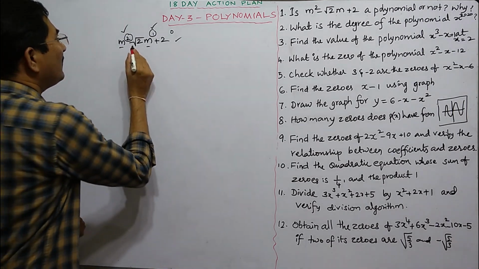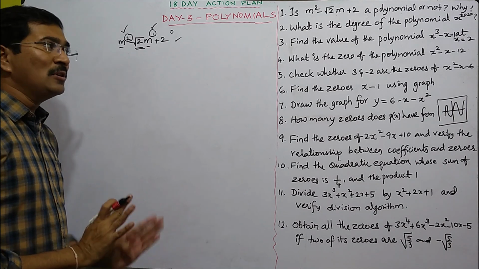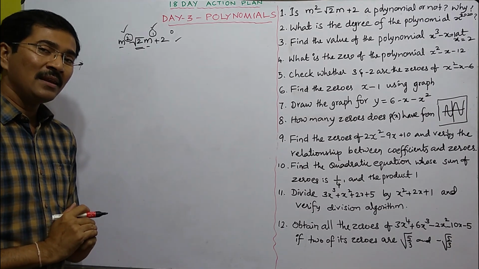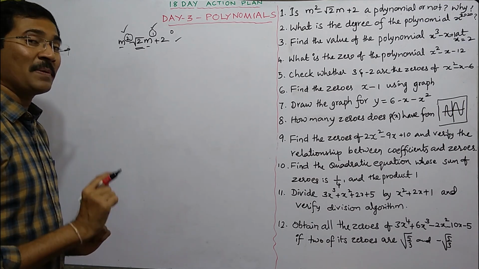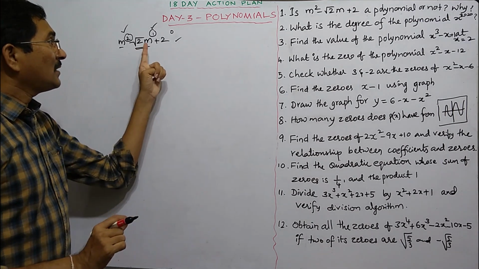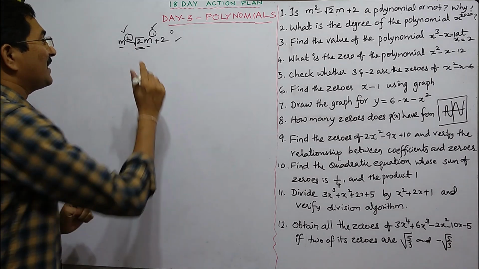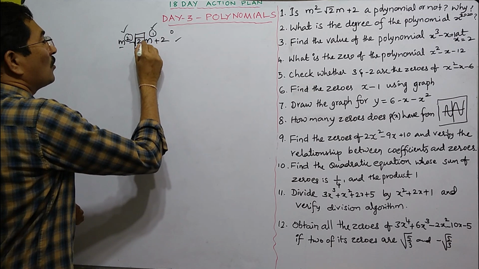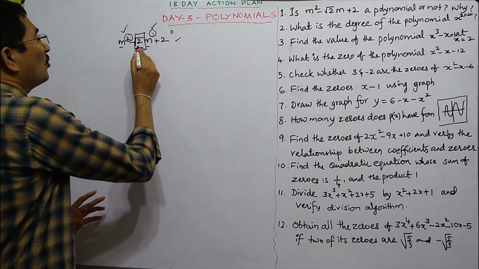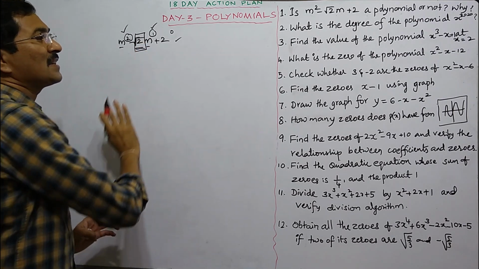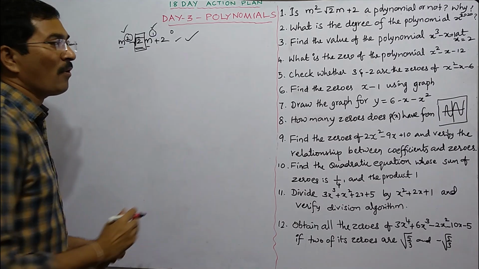But here we have a root 2. So does it cause any trouble to our name called polynomial? No, because the definition specifies that the power of the variable must be a non-negative integer. It never specified anything about the coefficient. The coefficient can be any real number. So this is a real number. Therefore, it does not affect the name polynomial. So this is 100% a polynomial.